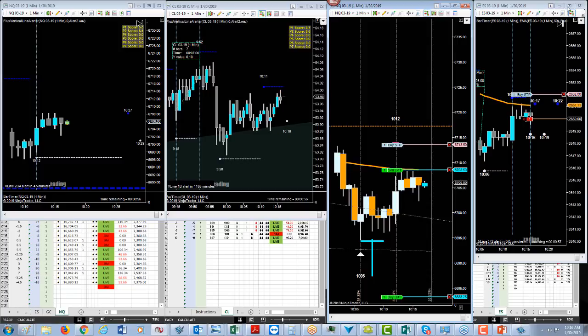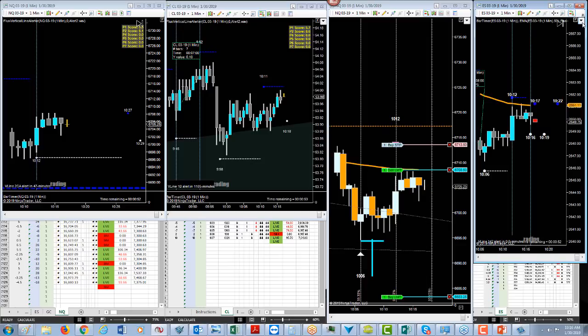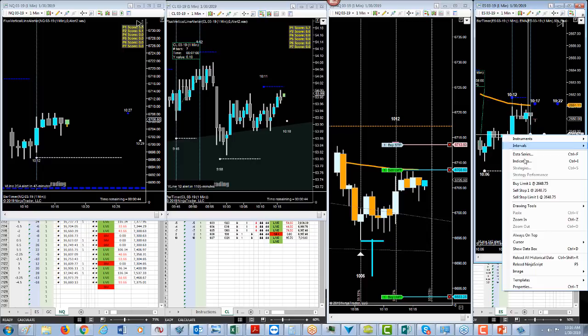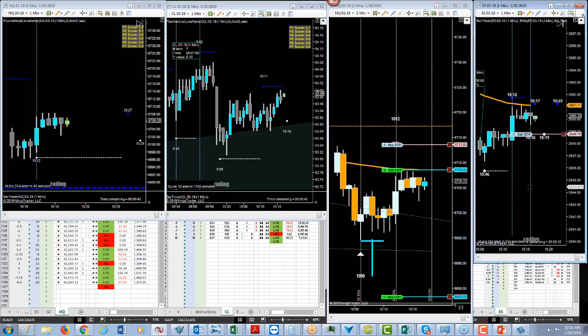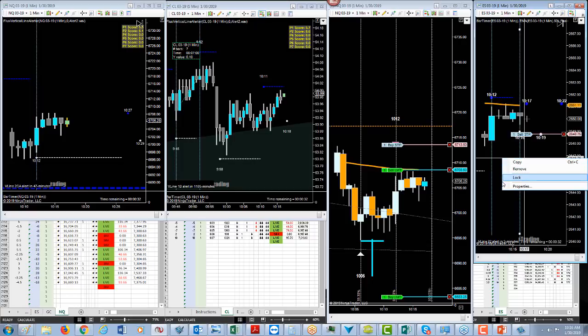Okay, we're going to exit the ES chart. Next signal is at 1017. If it breaks through the white dot here, we'll go short for 6 to 8 ticks, 48.75.